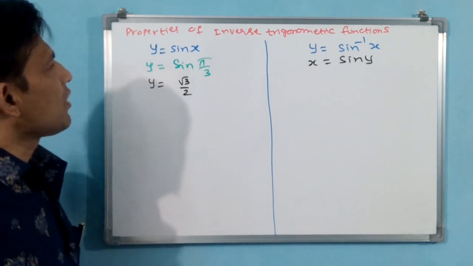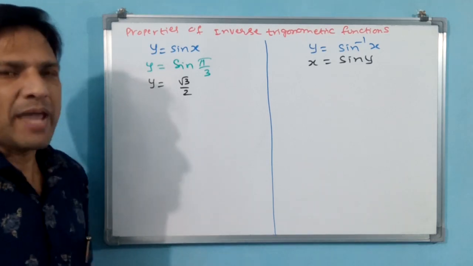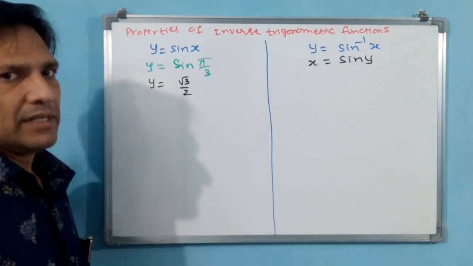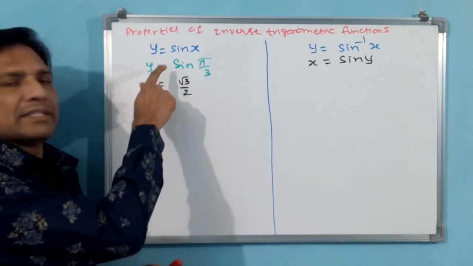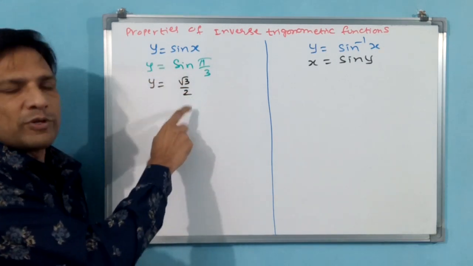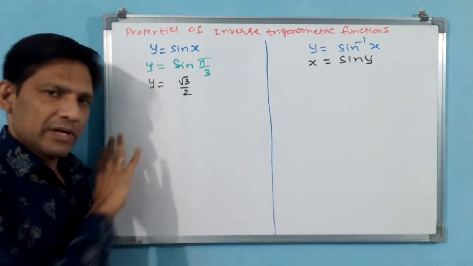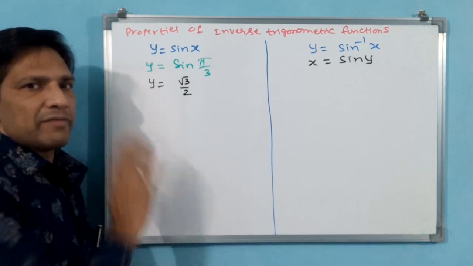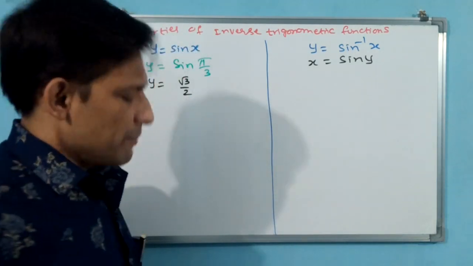Why? Because we have given pi by 3 in place of x. Input we have given pi by 3. If you give pi by 3 as input, automatically the function makes sin of pi by 3. Sin pi by 3 means sin 60 degrees. Sin 60 degrees means root 3 by 2 will come. Okay, this is the trigonometric function. Come to here, inverse trigonometric function.